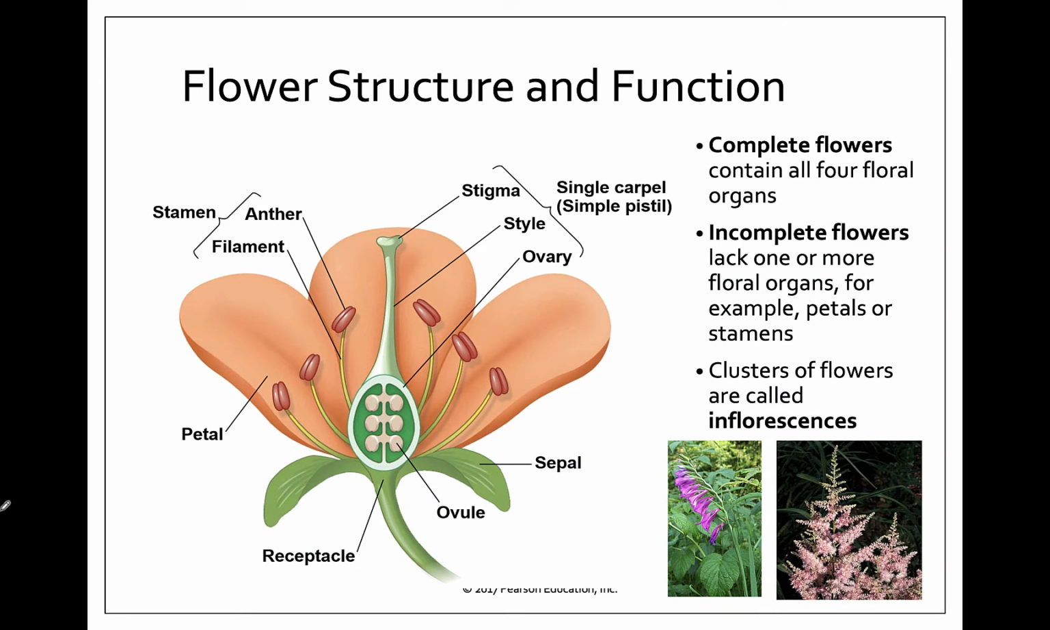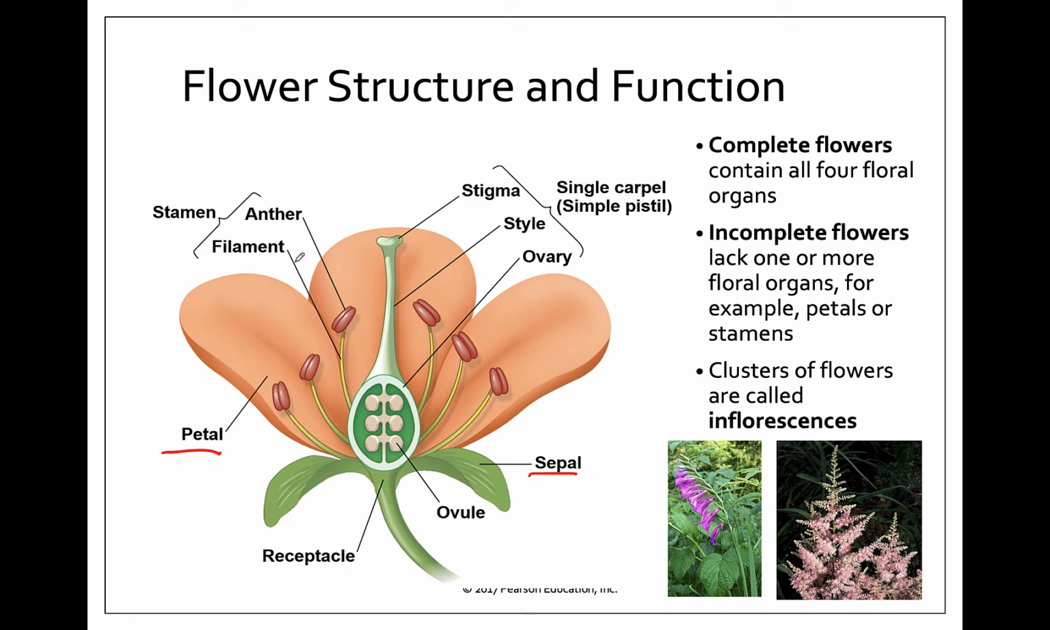Flowers function to attract pollinators to allow for sexual reproduction in angiosperms. So here you've got the main structures of the flower, and there's four main organs. There's the sepal, which encloses the blossom before it actually blooms to help protect it. We have the petals, which are usually brightly colored. Sometimes they're not, but those are going to help to attract pollinators.